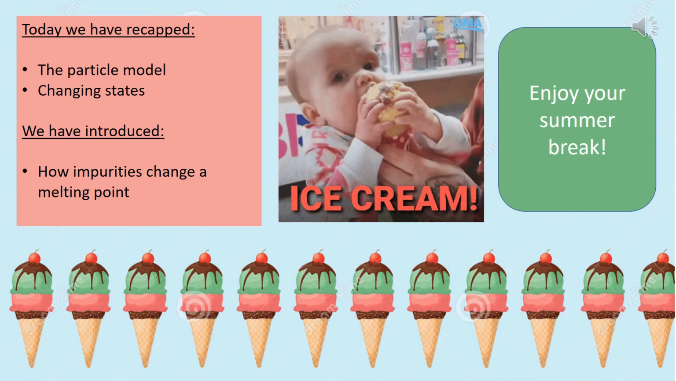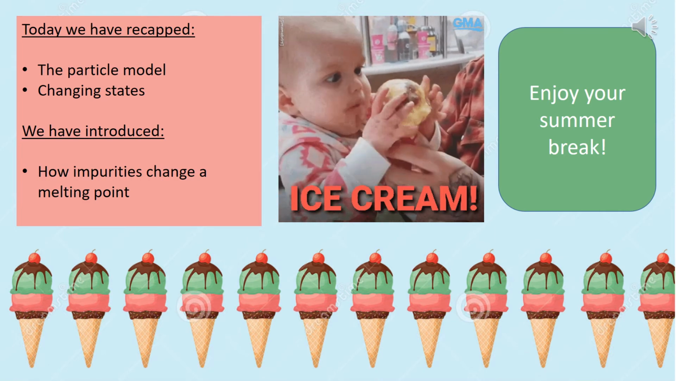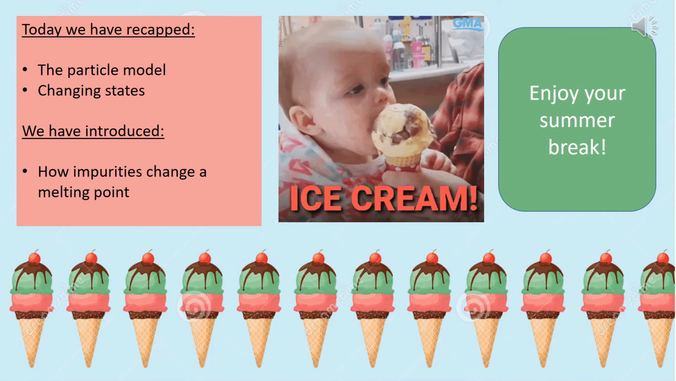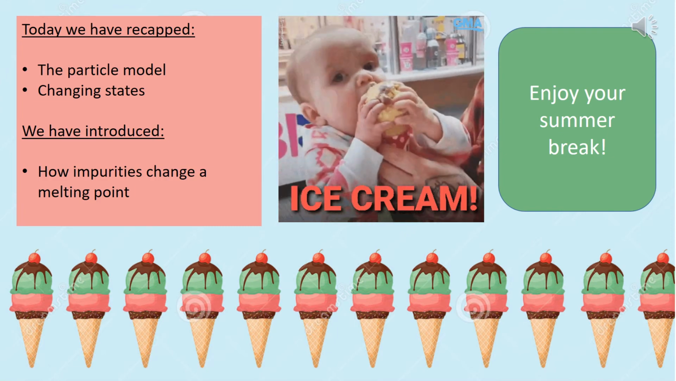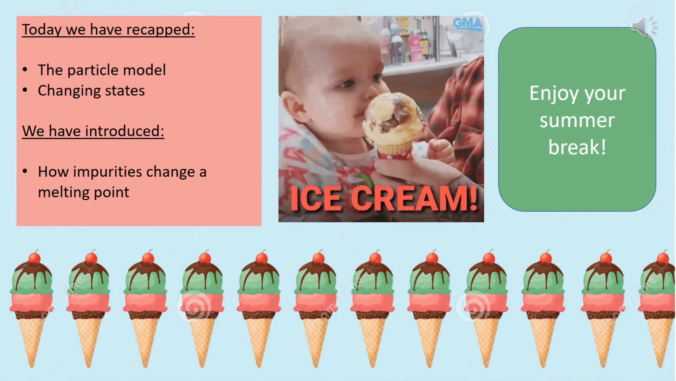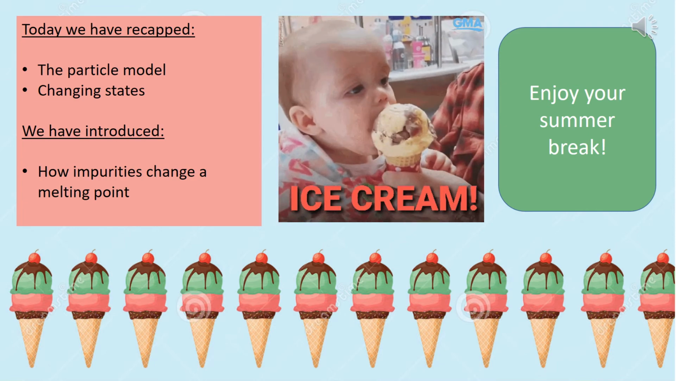You might think about in winter when you see people putting grit on the roads. That's actually rock salt, and what that will do is lower the freezing point of the ice, so it needs to actually be colder for even ice to form. So that's why we put rock salt on the roads.